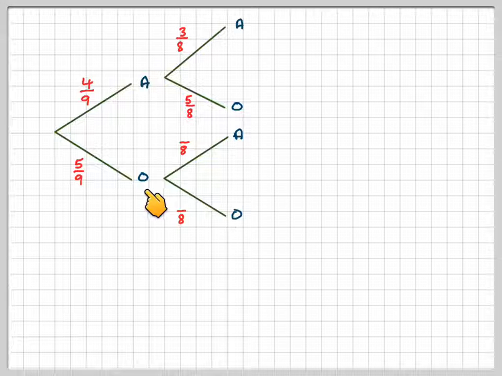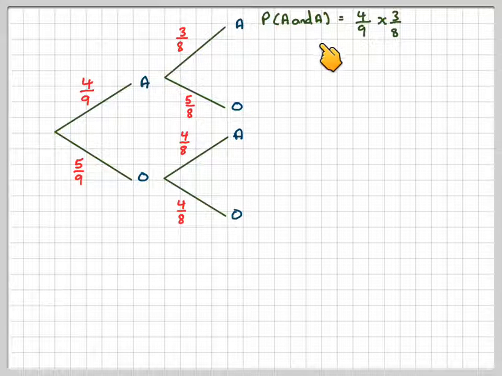Now, if he was to get an orange the first time round and eats it, that means there's still 4 apples left and only 4 oranges left. Now, in order to get the probability of each thing, so the probability of an apple the first pick and an apple the second pick will be 4/9 times 3/8, which is 12 out of 72.